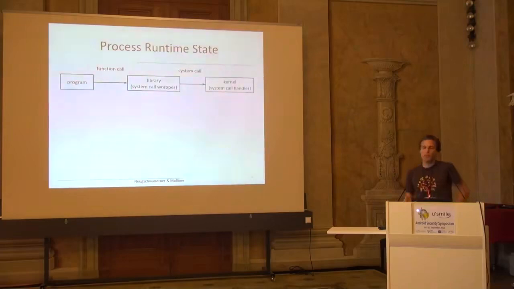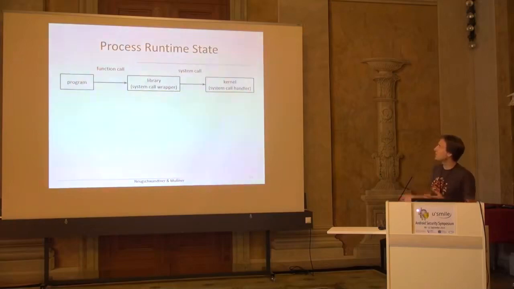What kind of information do we extract from the runtime state, or what do we basically need? What we have here is the typical state of a process at the time of a system call. So you have the program that first performs a function call into a library, say libc, where you usually have a system call wrapper, and the system call wrapper then performs the actual system call into the kernel, where the system call is being taken care of by the system call handler.